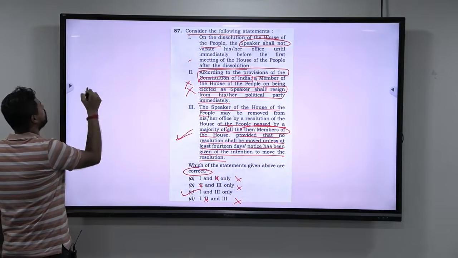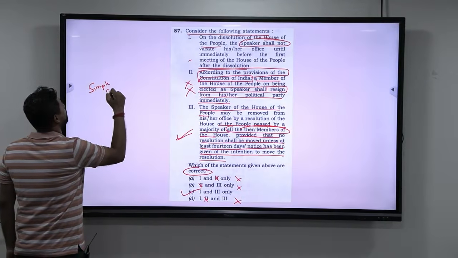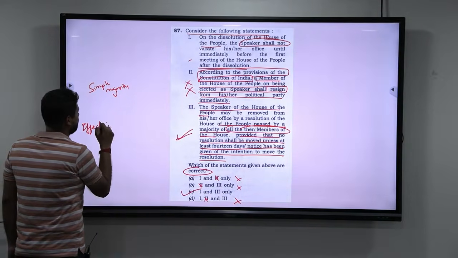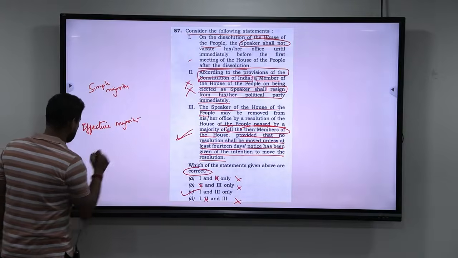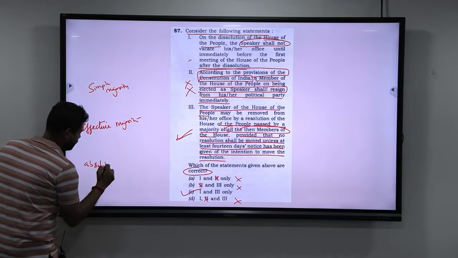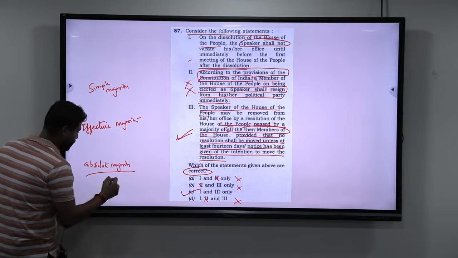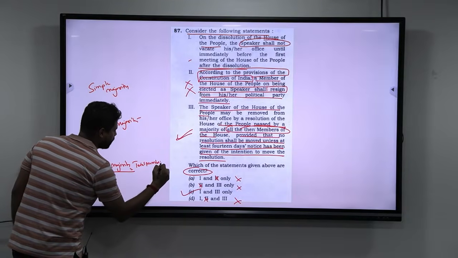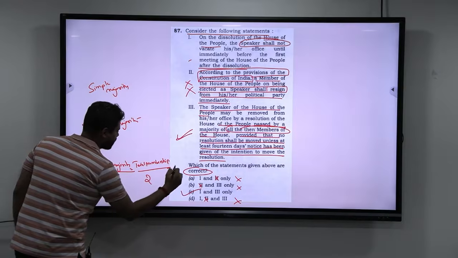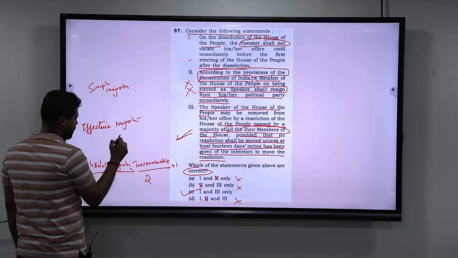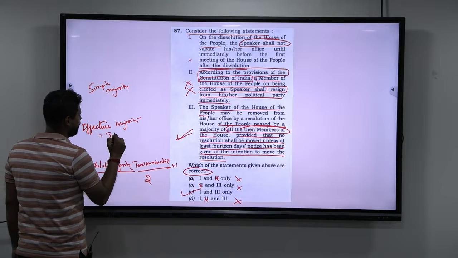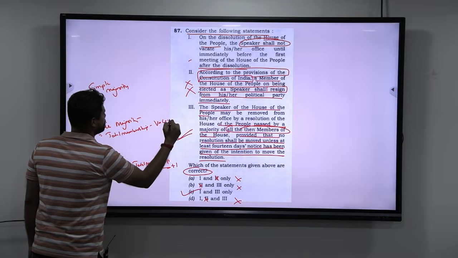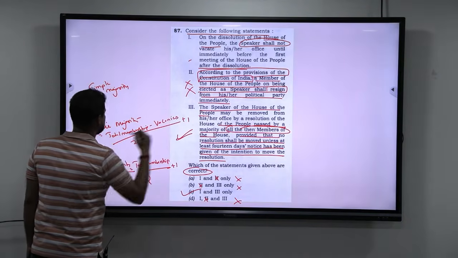Now look at this. There is something called simple majority. There is something called effective majority. And then there is something called absolute majority. Okay, let us go from this side. What is absolute majority? Absolute majority is total membership of the House divided by 2 plus 1. The next is, what is effective majority? If you take total membership minus vacancies divided by 2 plus 1, this is effective majority.